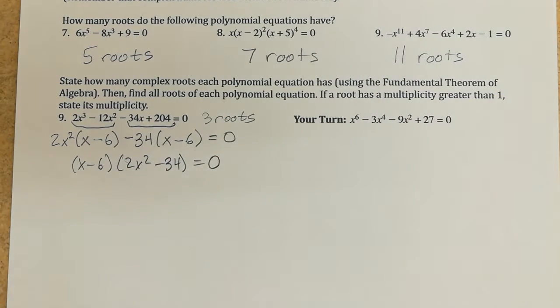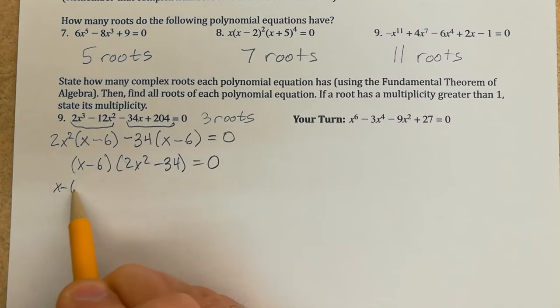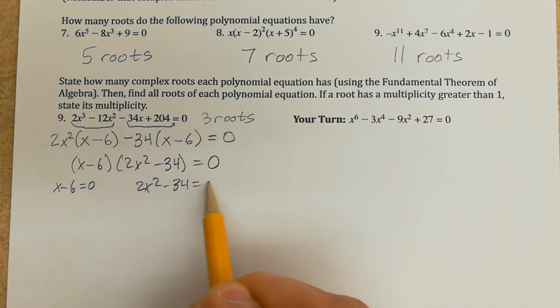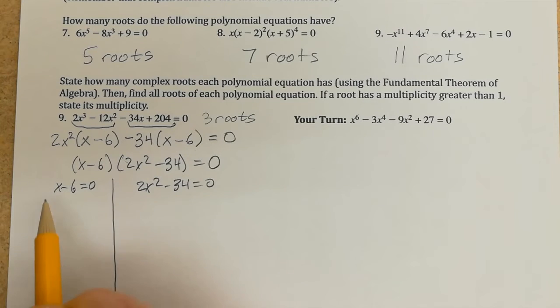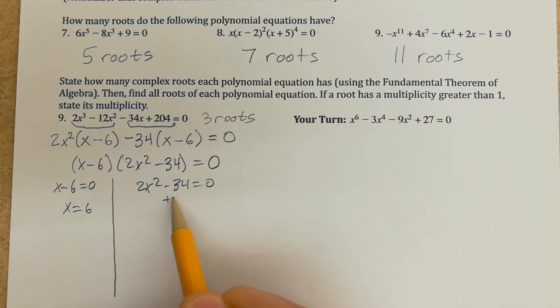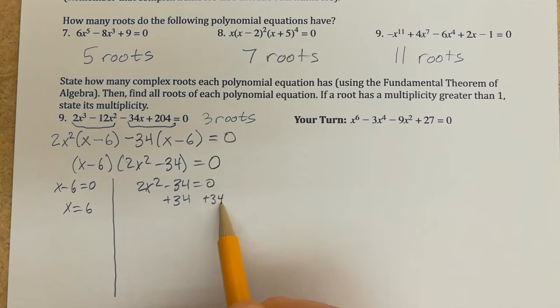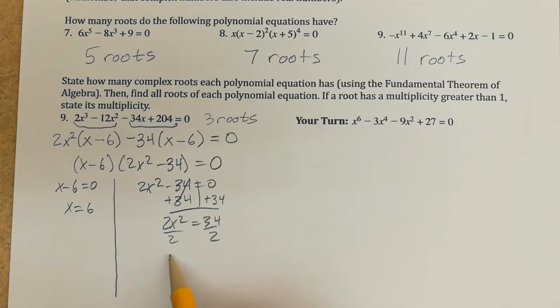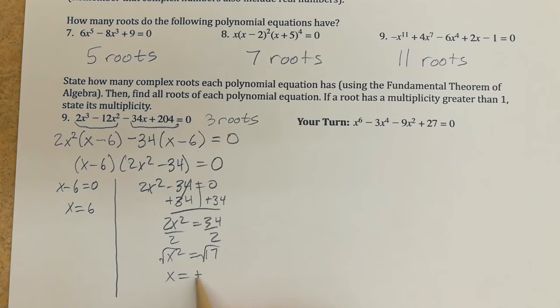And now we can solve this. Either x minus 6 equals 0 or 2x squared minus 34 equals 0. And then we solve both of these just like we've been doing. This would be x equals 6, right? So that's one of the solutions here. We got to do a little bit more work. We're going to add 34 to both sides. 2x squared equals 34. Divide by 2. We get 17. Take the square root. So x equals positive or negative square root of 17. Can't reduce that at all.